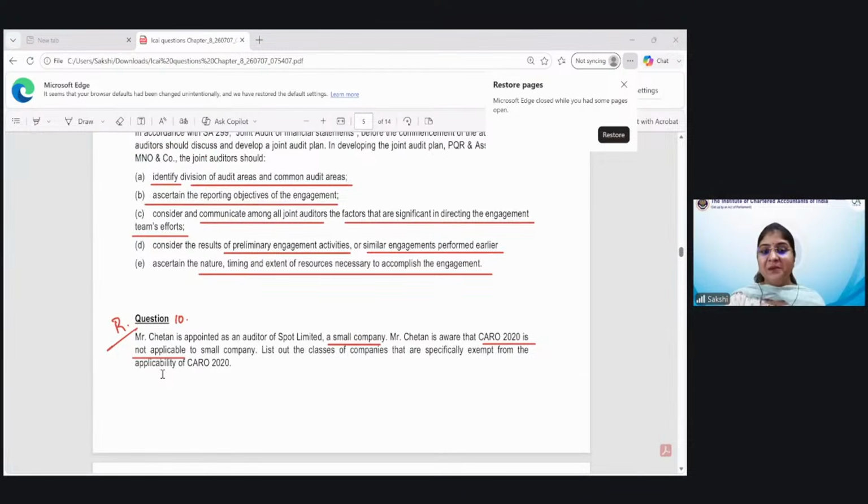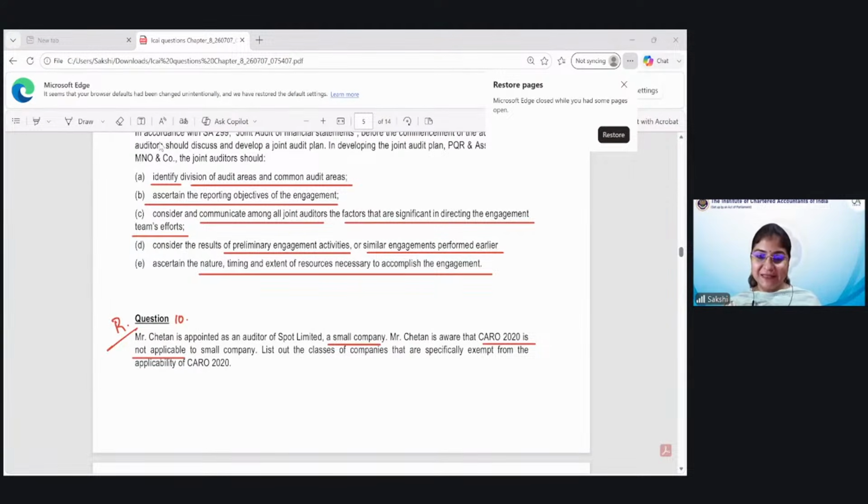All right. Mr. Chetan is appointed as the statutory auditor of Spot Limited, which is a small company. Mr. Chetan is aware that Caro 2020 is not applicable to small company. List out the classes of companies that are specifically exempt from the applicability of Caro 2020. Let me see who can answer this question.